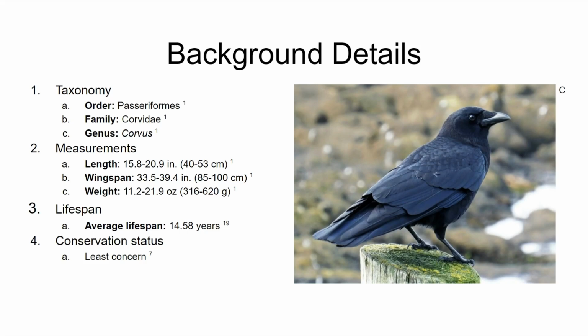What is the crow's average lifespan? The average lifespan is 14.58 years. What is this avian's conservation status? The International Union for Conservation of Nature lists the American crow in the least concern category on their red list.